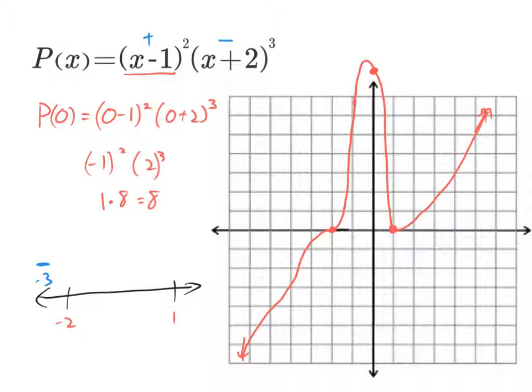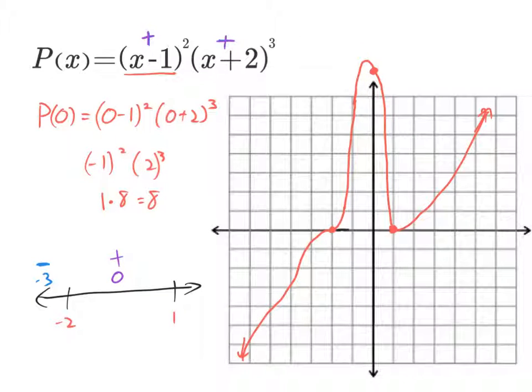Now, if I plot another one, let's say right here I try 0. I plug 0 into here, I end up getting 0 minus 1, which is negative, squared, so this is still going to be positive. And then I do 0 here. 0 plus 2 is 2. 2 cubed is 8, which is positive. A positive times a positive is positive, so right here it's going to be positive, which means that from -2 to 1, it's all going to be above the x-axis.